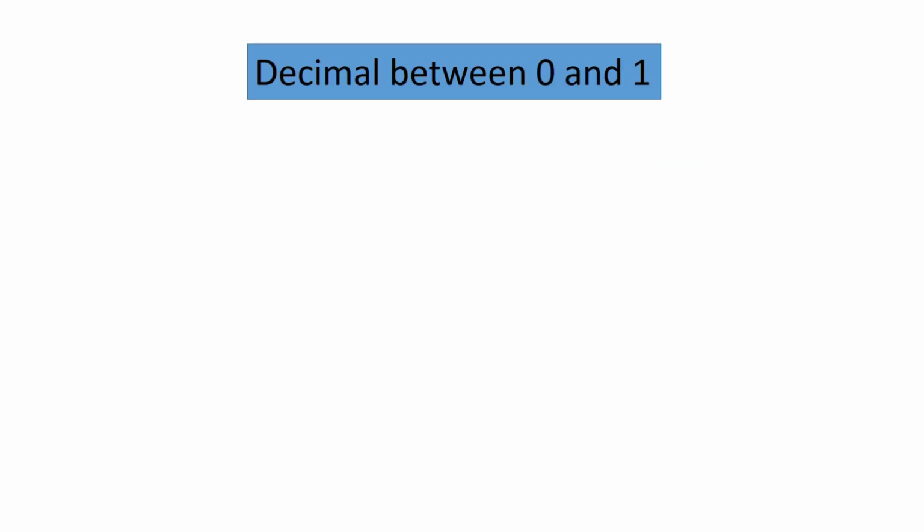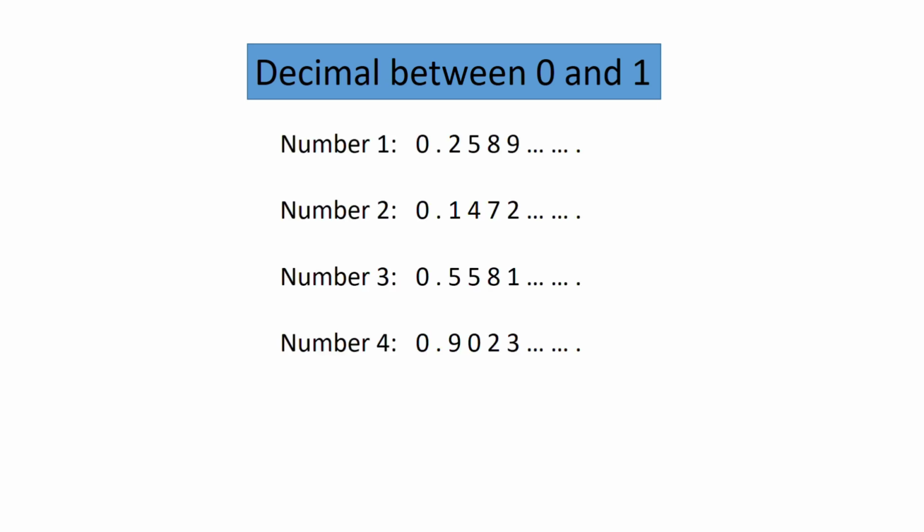Imagine you try to list every decimal between 0 and 1. It might look like this. Here I have taken 4 numbers, but you can take as many numbers as you want to check it. Let's just look at the first 4 digits of the 4 numbers. Now let's see how we can always find a missing number according to Cantor, just by looking at the diagonals.